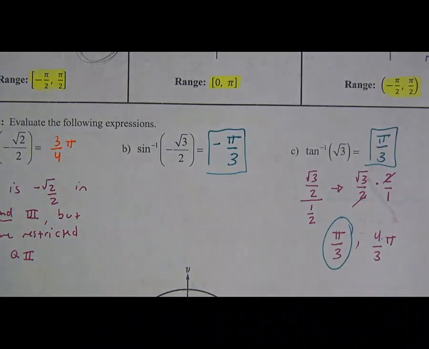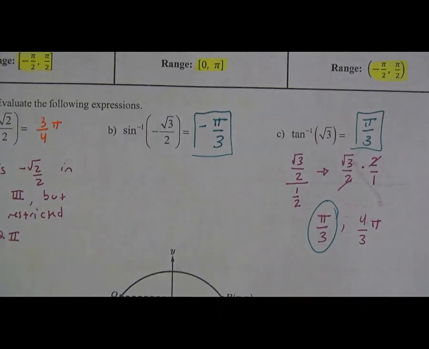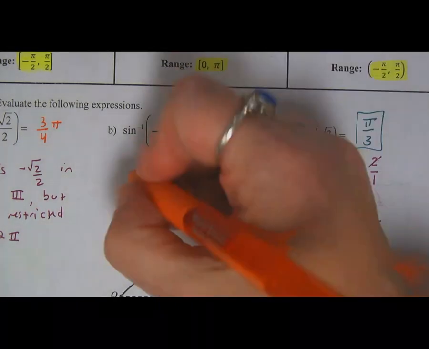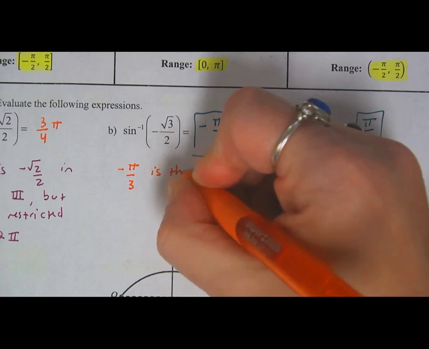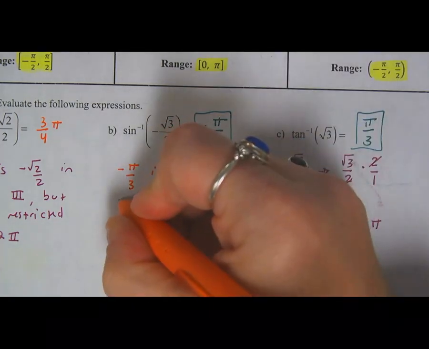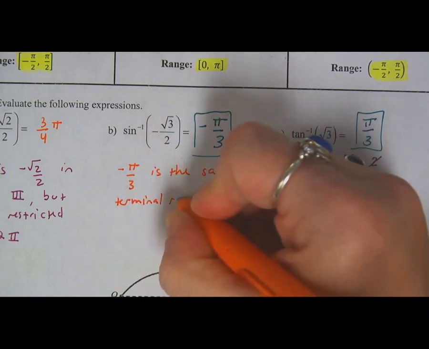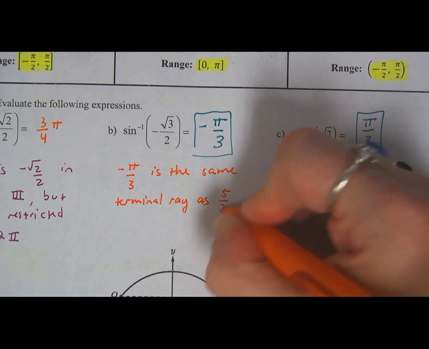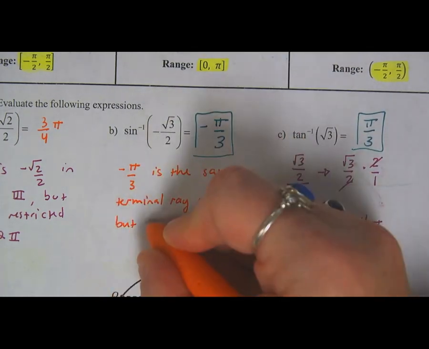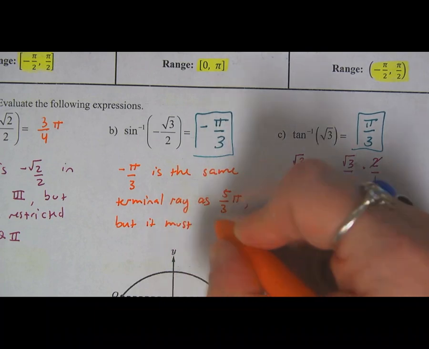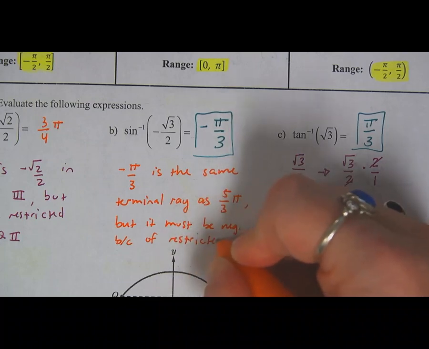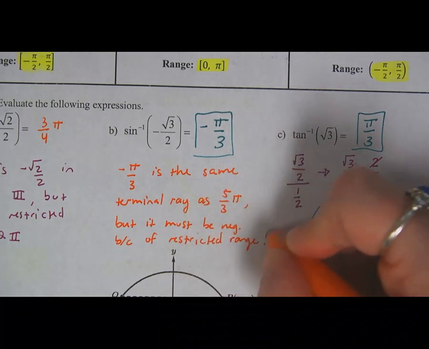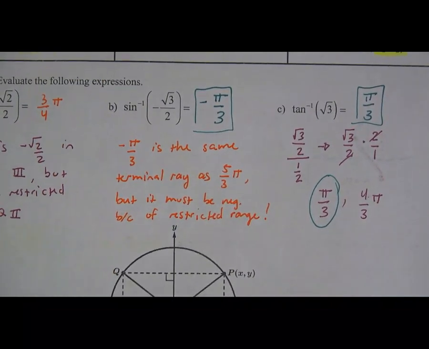Now, if we want to just write a little bit extra there, then you might want to write negative pi/3 is the same terminal ray as 5/3 pi, but it must be negative because of restricted range, or you can write restricted domain or whatever you need to put. And I did write that on my Schoology notes. I wrote it a little bit differently, but that note isn't on there.